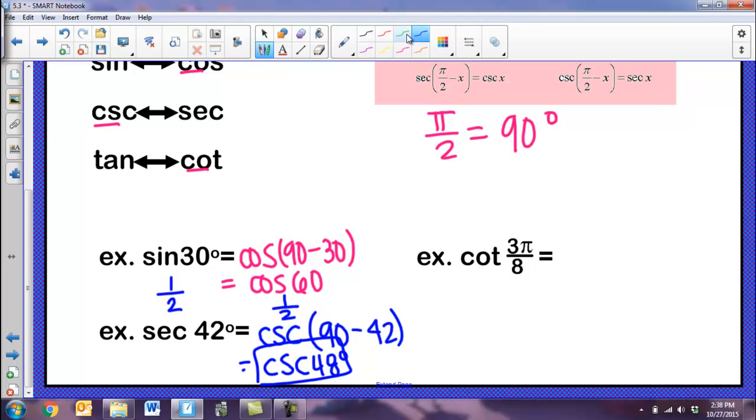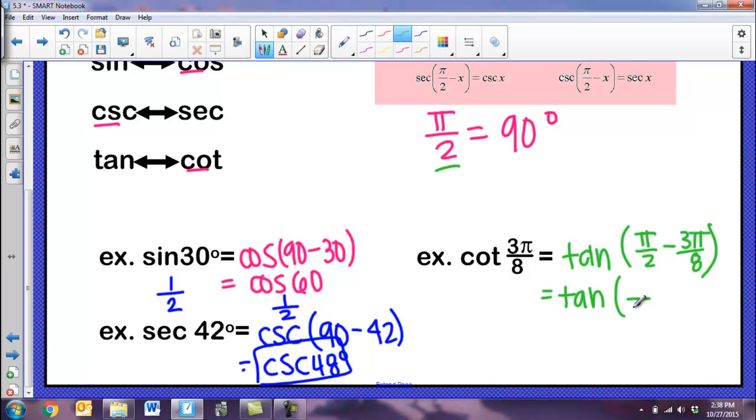Okay, works the same way for radians, it's just now we're going to have to use pi over 2 instead. So cotangent's cofunction is tangent. And then we're going to do pi over 2, which is 90, minus 3 pi over 8. This requires a little bit of fractions, but this would just be the same thing. Common denominator here would be 8, so this would be 4 pi over 8 minus 3 pi over 8. So we get that cotangent of 3 pi over 8 is equivalent to the tangent of pi over 8. Okay, and these are going to be really useful when we are proving identities again.